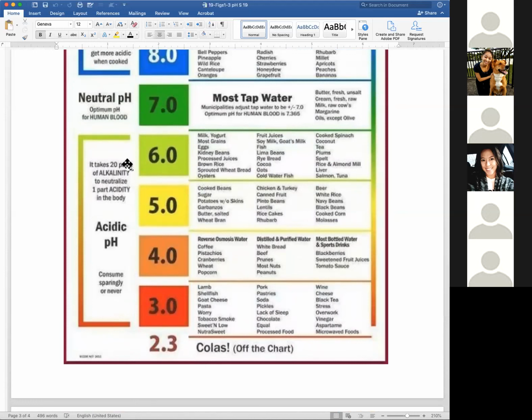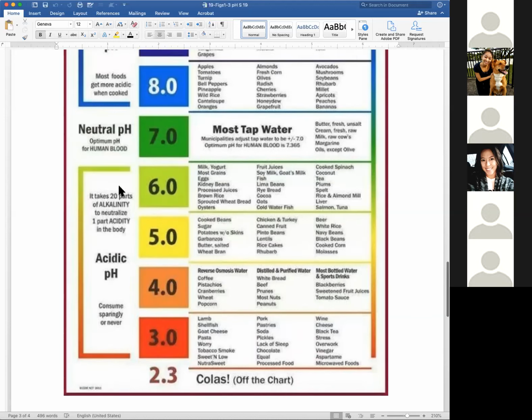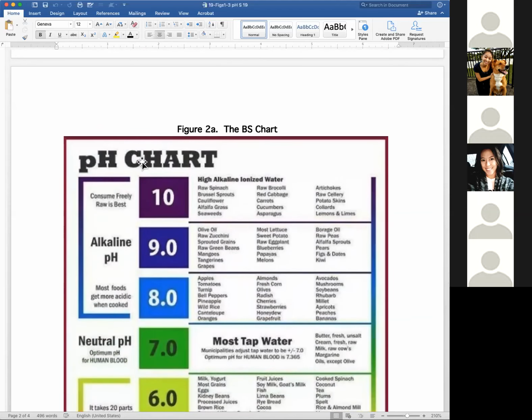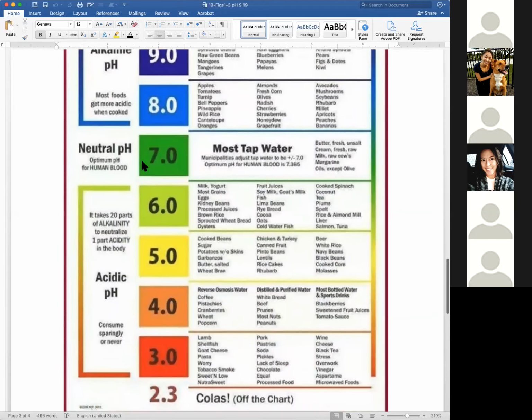And then listen to what it says over here. It takes 20 parts of alkalinity to neutralize 1 part of acidity in the body. That is total bullshit. Well, like we talked about with normality, right? If you got 1 equivalent of acid, how many equivalents of base do you need to neutralize it? 1. Okay, so this 20 to 1 is BS. So anyway, just to give you an idea.